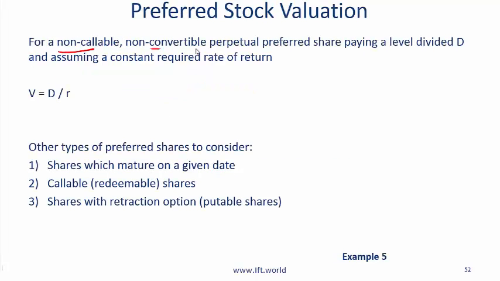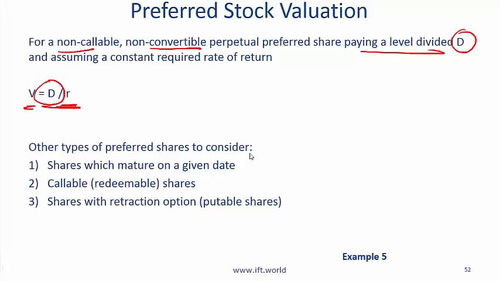For a non-callable, non-convertible preferred share paying a level dividend D, what does level dividend mean? It means an equal dividend. So D then is essentially a perpetuity. So what's the value of a preferred share? We simply use the perpetuity formula. So D is the payment divided by the discount rate.